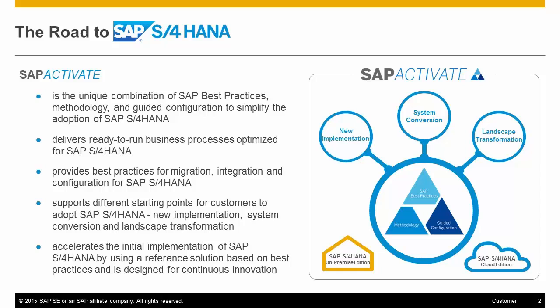With SAP Activate, customers have the choice, if they are aiming for a new implementation, a system conversion, or a transformation of a larger landscape. SAP Activate starts with SAP best practices for any implementation and uses a single methodology for all deployment modes: cloud, hybrid, on-premise. Our goal and the goal of SAP Activate is to help customers take advantage of all the power and potential of SAP S/4HANA, tailored to their circumstances and business needs.